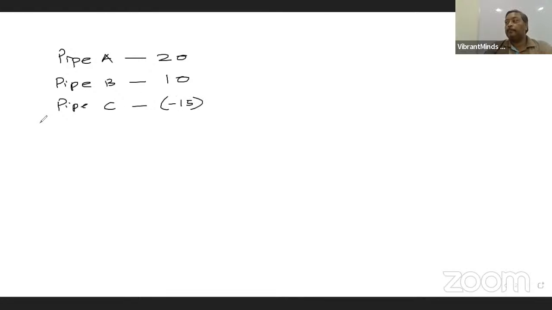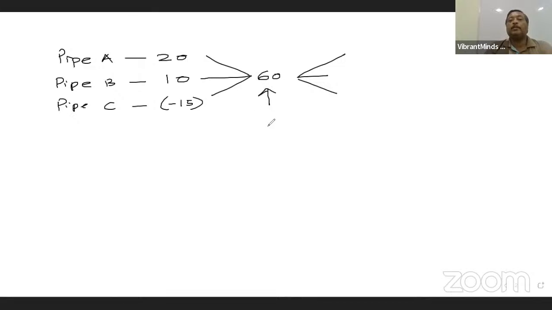Now see, again we will go with a simple question. It says A can fill it in 20 minutes, B can fill it in 10 minutes, and C can empty it in 15 minutes. Now see, 10, 20, and minus 15. The biggest number is 20. 20 is divisible by 10 but not by 15. 40 is divisible by 10 but not by 15. 60 is divisible by 15 and 10 also. So 60 is your LCM.